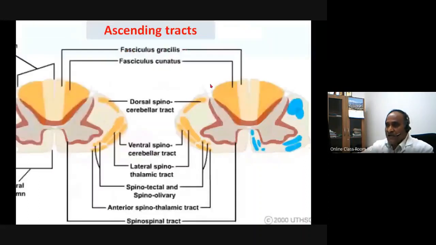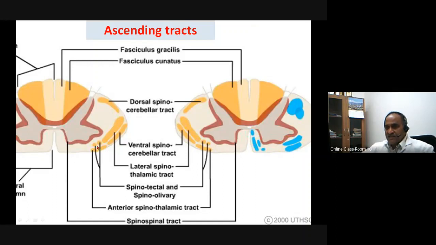The same thing I am just showing you in a more amplified way, because you are sitting with a mobile phone, and maybe I try to expand it. Again, I repeat, fasciculus gracilis, fasciculus cuneatus. Gracilis is medial. Dorsal spinocerebellar, the ventral spinocerebellar.